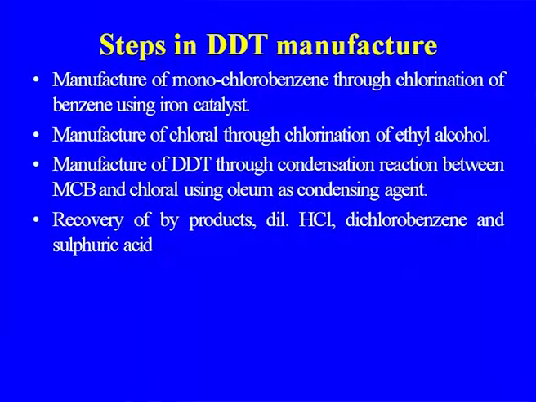The steps in DDT manufacture are: production of monochlorobenzene through chlorination of benzene using an iron catalyst; manufacture of chloral through the chlorination of ethyl alcohol; manufacture of DDT through a condensation reaction between MCB, the monochlorobenzene, and chloral, using oleum as the condensing agent; and recovery of the byproducts: dilute HCl, dichlorobenzene and sulfuric acid.